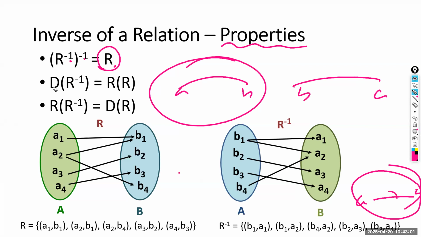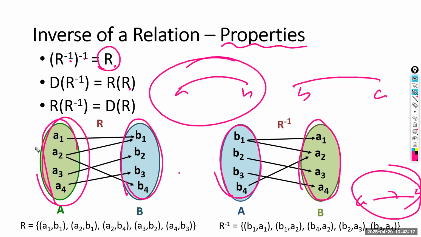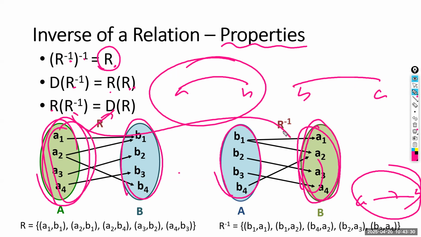And obviously, the domain of the inverse relation is the range of the original relation, because this domain is the previous one's range. Your new inverse range is the domain of the original one. So the domain of the inverse relation is the range of the original relation, and the range of the inverse relation is the domain of the original relation. You need to notice that. Okay, notice it.